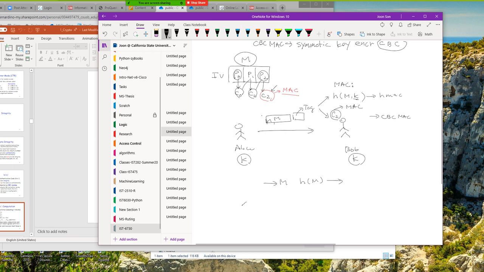So what is the problem with this? Anyone? So this is just a regular hash. This is like a regular message digest. It still is a tag, right? But it's not a MAC, right? Just a hash value. So what is the problem?